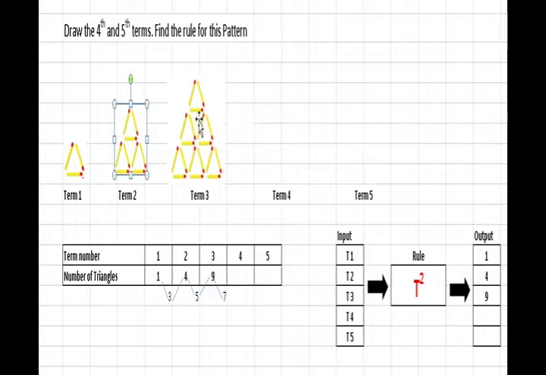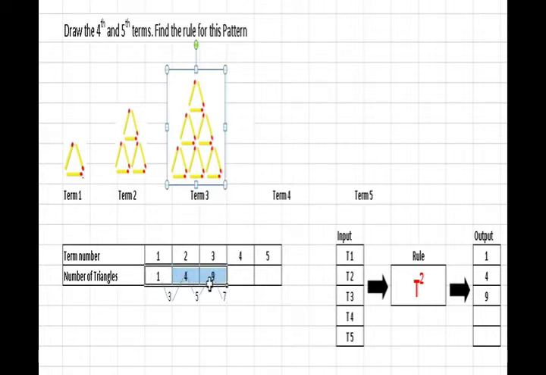Going on to term 3, we have 1, 2, 3, 4, 5, 6, 7, 8, 9. We have 9 triangles in term 3. I've already filled in the number of triangles for terms 1, 2, and 3 because these terms have already been drawn for us. It's already given.